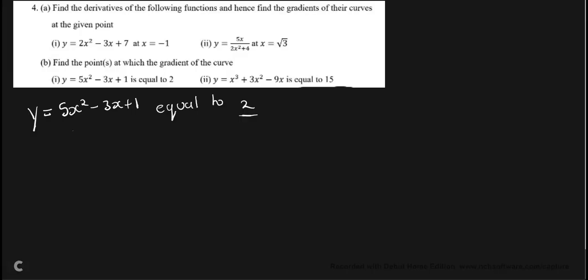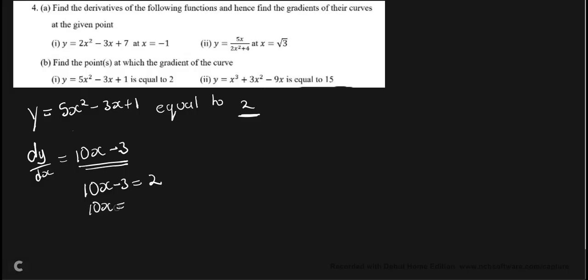First thing that you do is to differentiate the given equation. So in that situation, we have that equation. So let's differentiate it. dy/dx equal to 10x minus 3. So this is the gradient function. After finding the gradient function, we equate it to 2. So 10x minus 3 equal to 2. Then 10x equal to 2 plus 3. This 3 will go the other side. So it will be 10x equal to 5. Then there, x is equal to what?